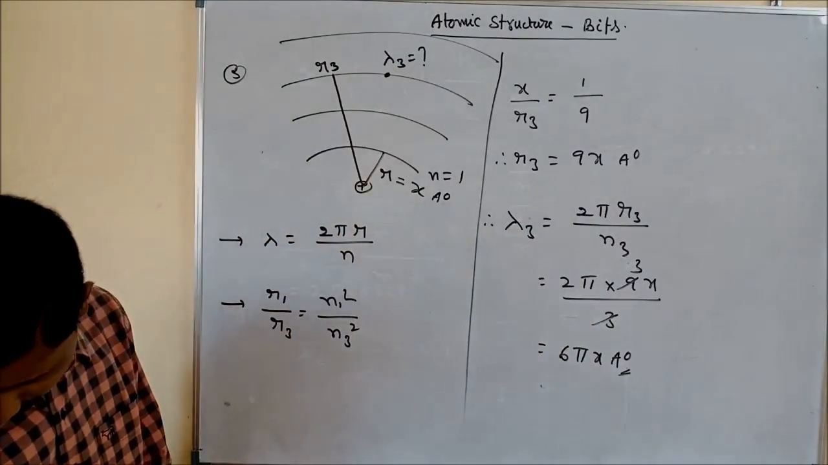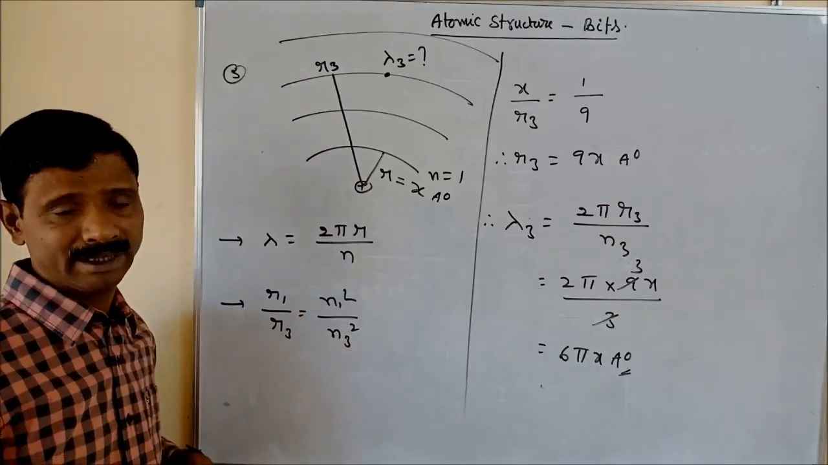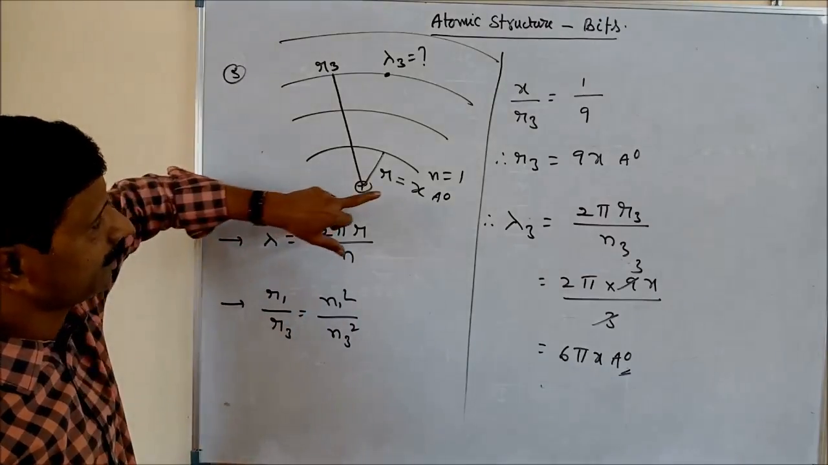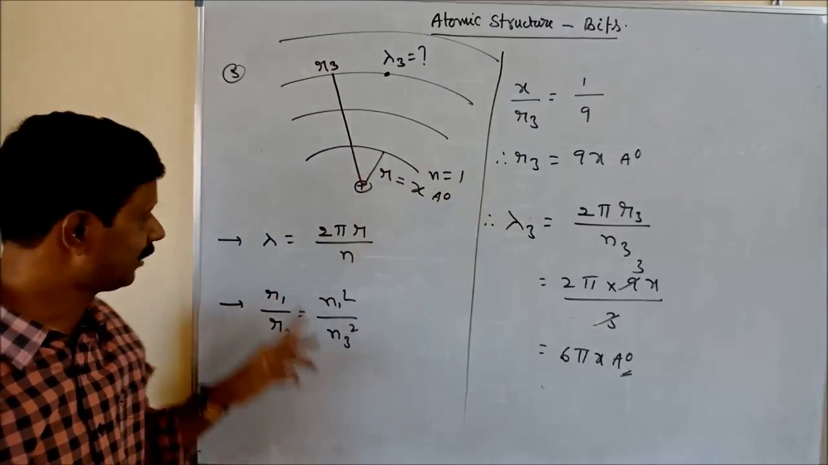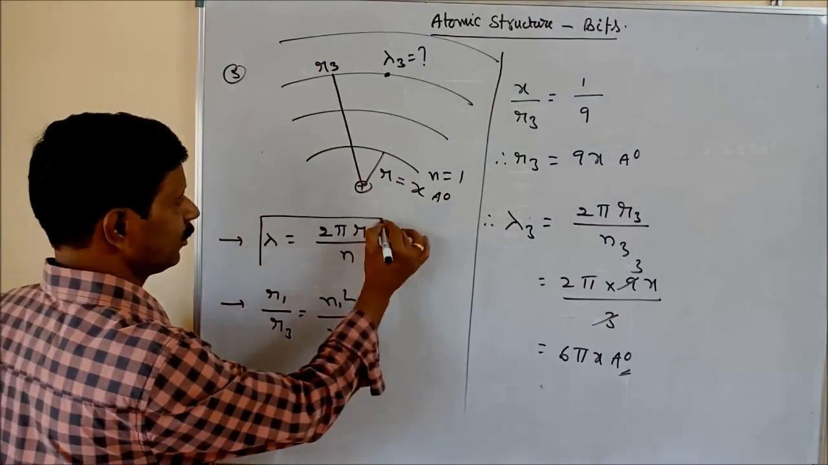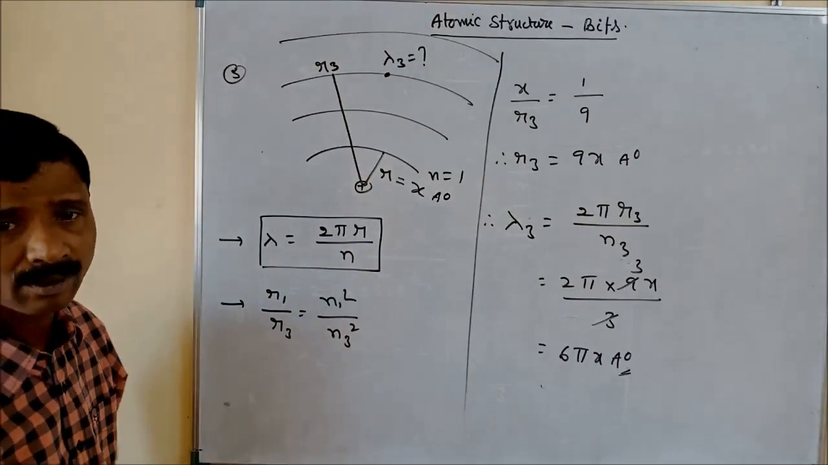Like that, here we have to analyze the wavelength of the electron. This is very simple: they are giving R1, go for R3, and after that substitute in the formula, that is lambda equals 2 pi r by n. So this is another model. Okay.